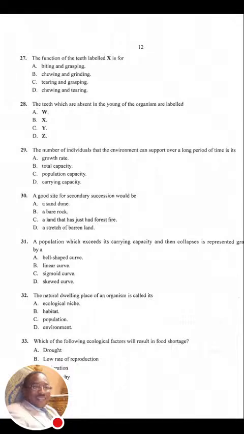Do not get confused. Population capacity is also called carrying capacity. But the key word is population capacity. That's why the answer to number 29 is C.